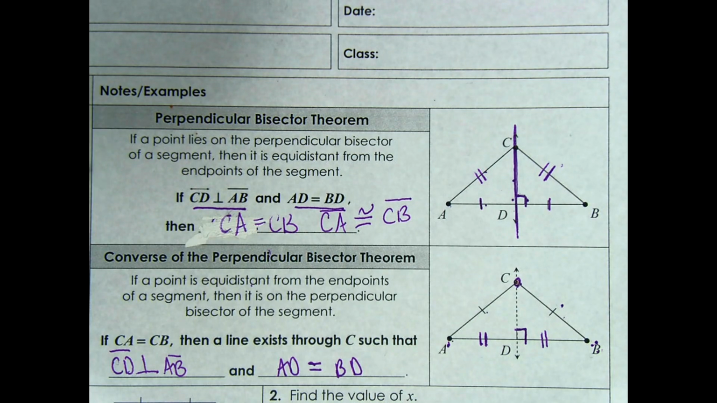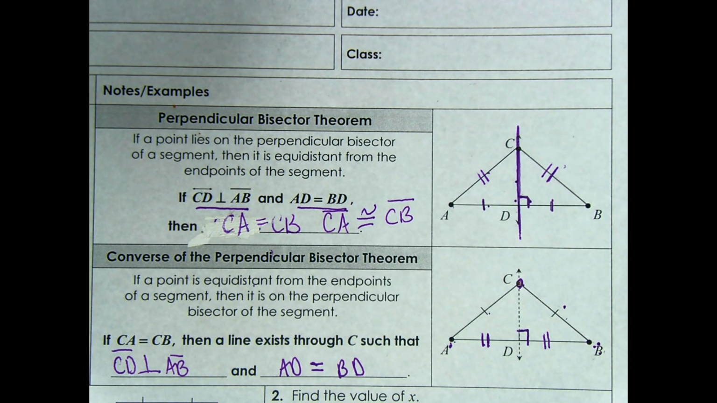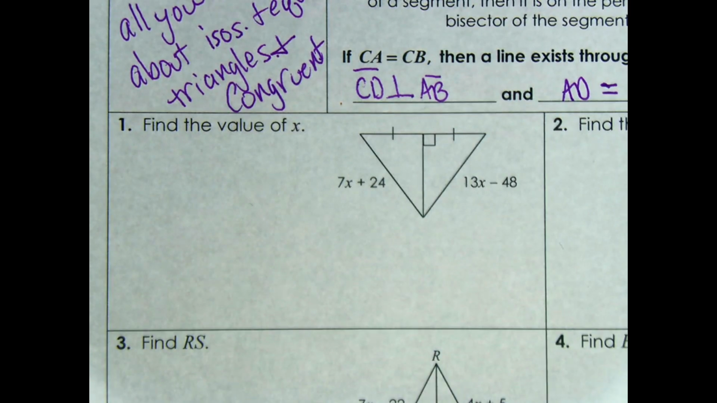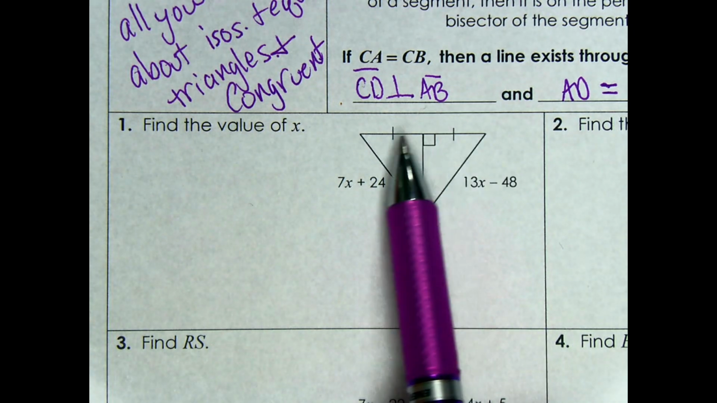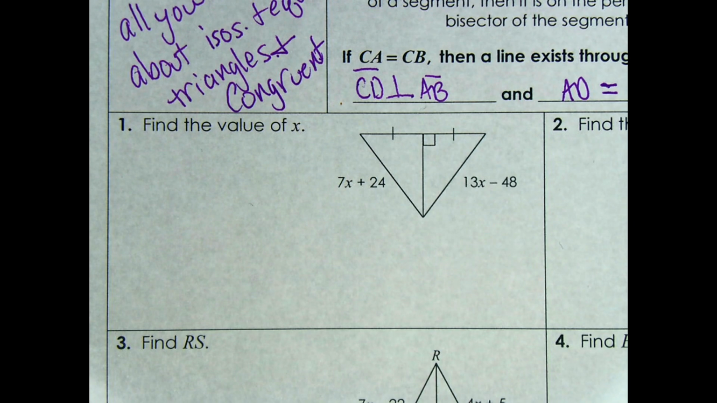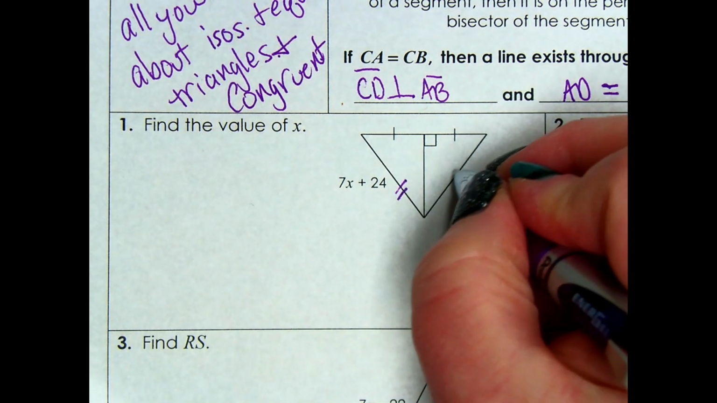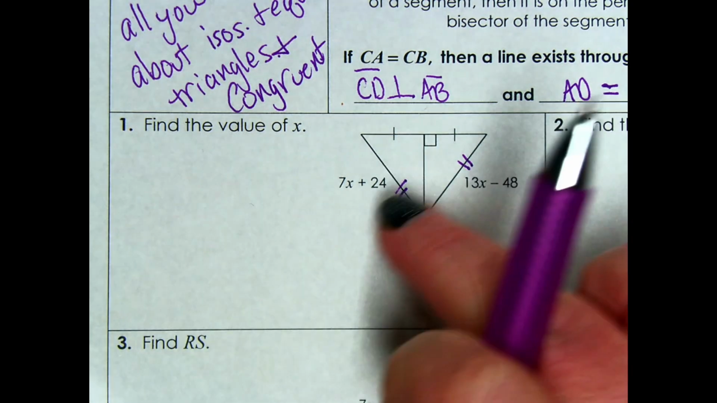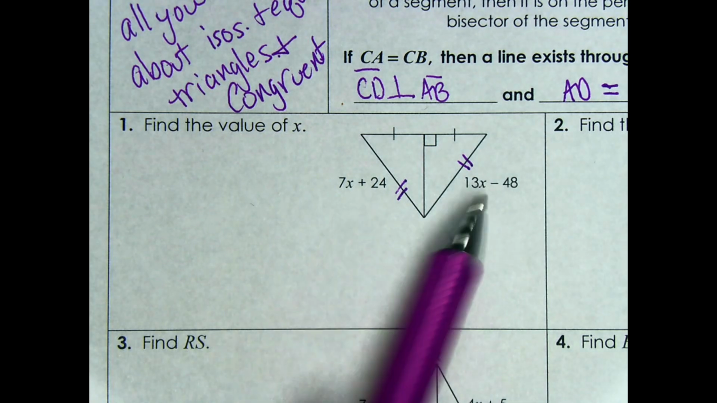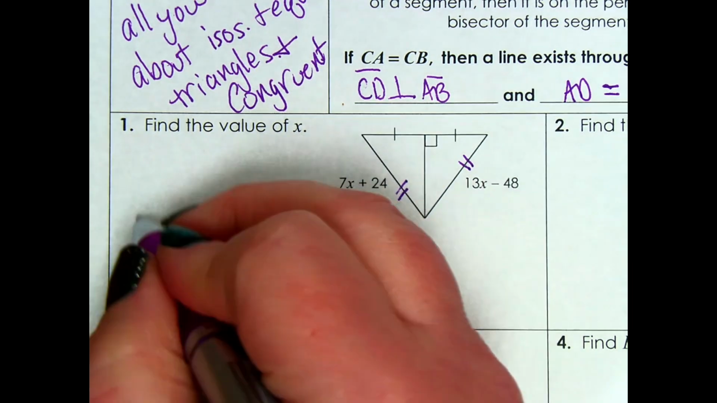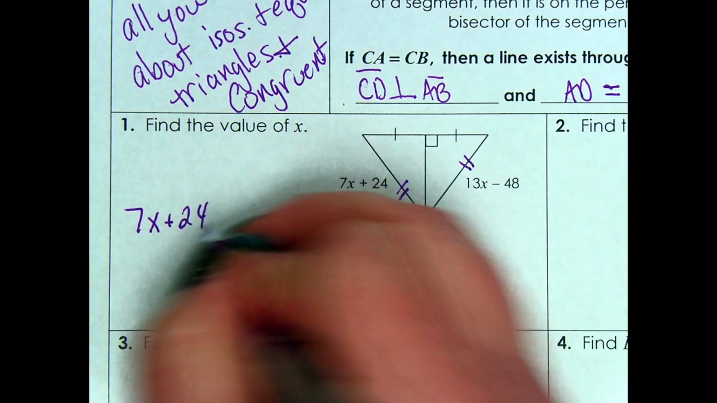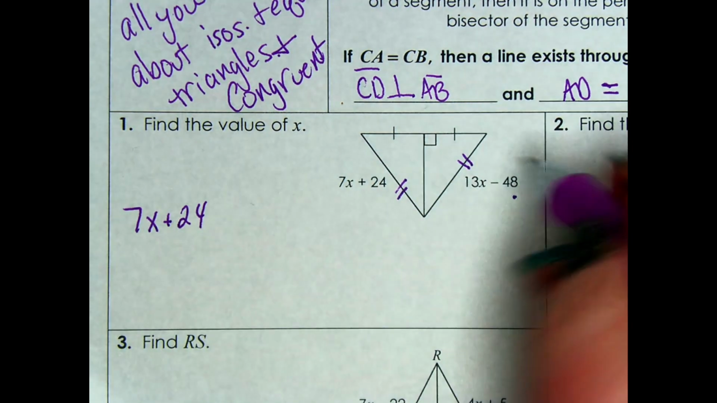The reason that we have a theorem and then the converse is because it depends on what the original picture tells you. So if we look at example 1, this is using the perpendicular bisector theorem. How do I know? Well, here's a 90-degree angle, and this segment is bisected. The perpendicular bisector theorem tells me that this segment will be congruent to this segment. And if the segments are congruent, then I simply write the equations equal to each other. So I would have 7x plus 24 equals 13x minus 48.